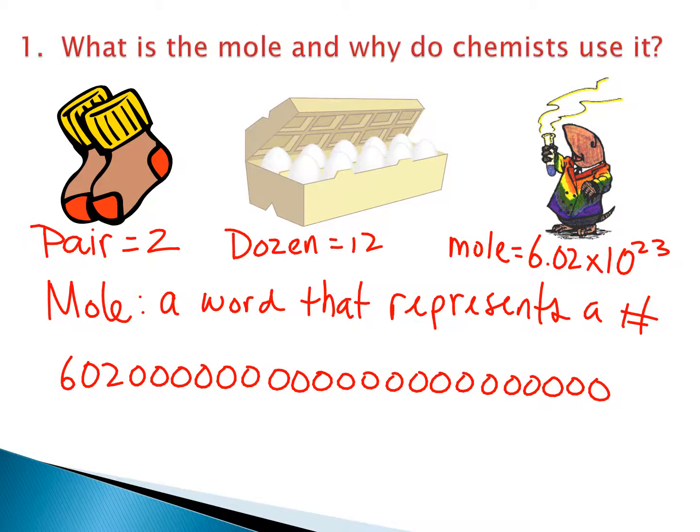Holy McGillicuddy, that is a big number, all right? So we use the word mole because chemists are concerned with things like atoms and ions, things that are incredibly tiny. And even the smallest sample of matter is made up of gajillions of atoms. So we use the mole as a way to count atoms in a way where we don't constantly have to use numbers with all those zeros.